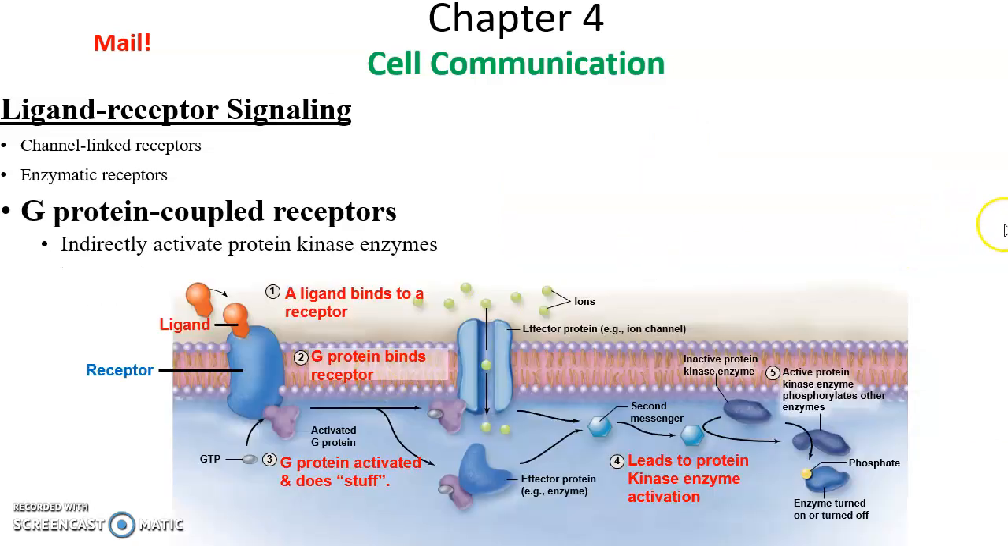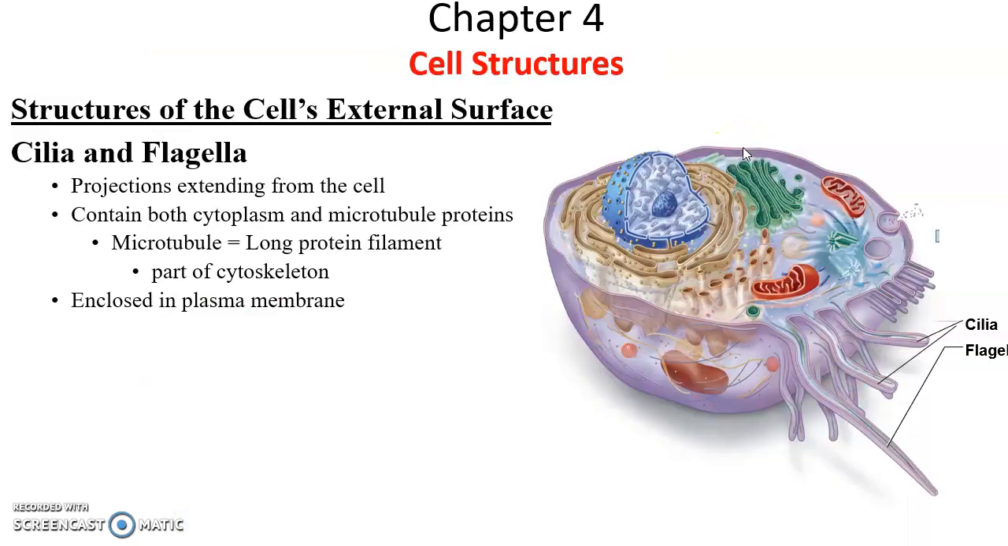And then G-coupled protein receptors are a slightly more complicated version of the enzymatic receptor. Here the ligand binds to the receptor. That protein activates and releases a G protein that goes out and causes something to happen. It may cause channels to open. It may cause enzymes to become activated. So the G protein is going to be a messenger inside the cell. So it's released when the ligand binds and goes out and does something specific that's necessary for the cell.